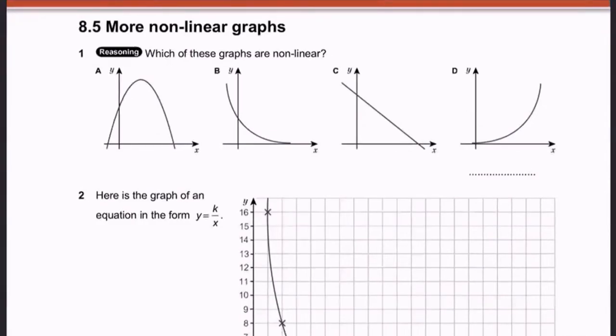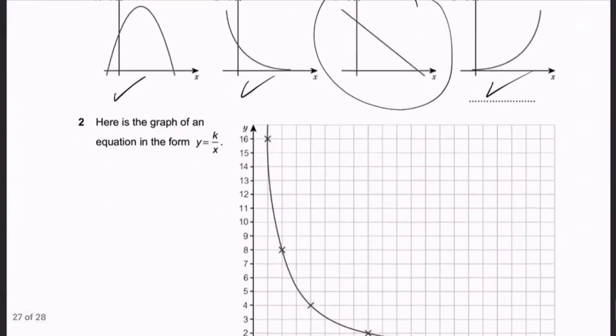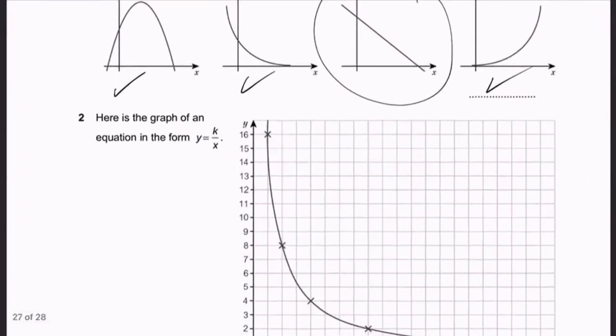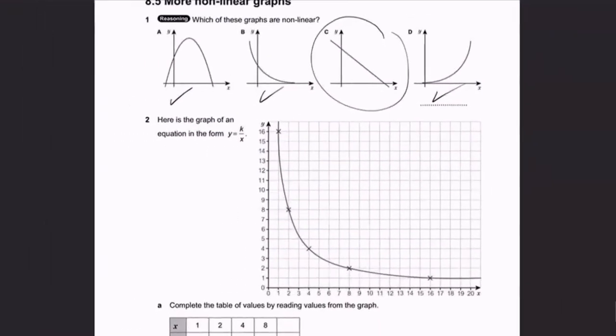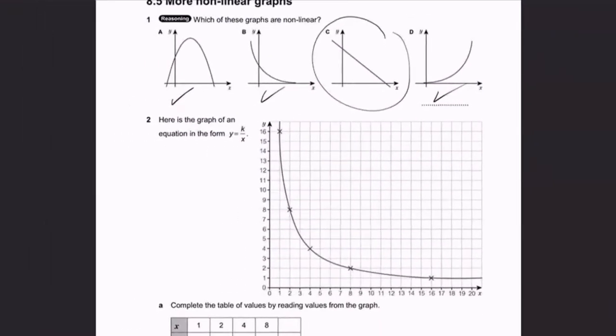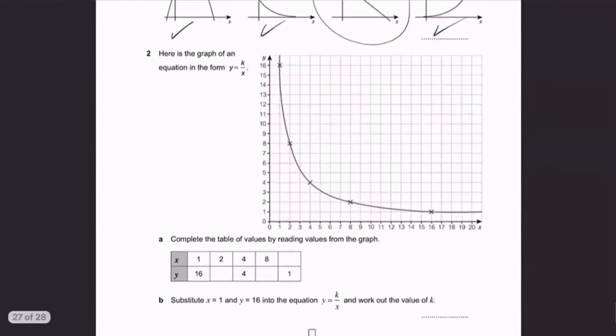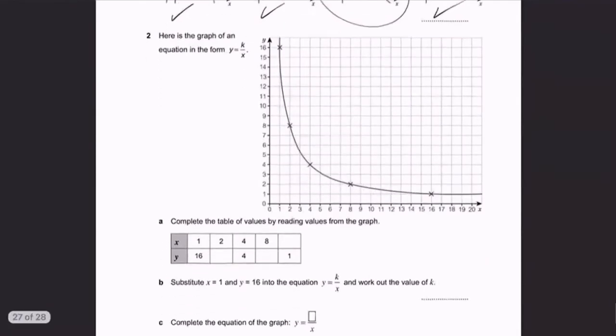Which of these are non-linear? Obviously they are all non-linear except one. Here is the graph of an equation in the form of y equals k over x. Okay, reciprocal. Complete the table of values by reading values from the graph. 1 with 16, 2 with 8, 4 with 4, and 8 with 2.